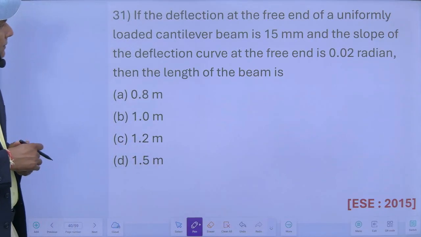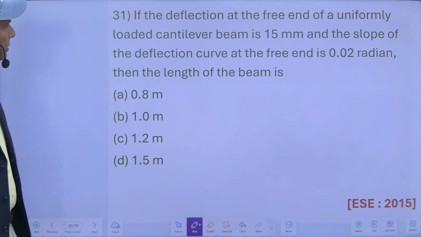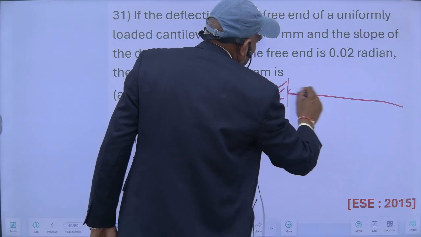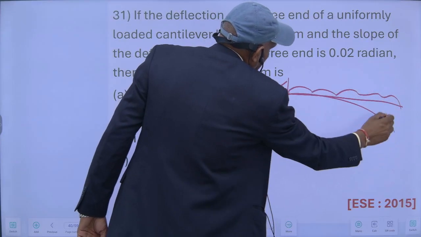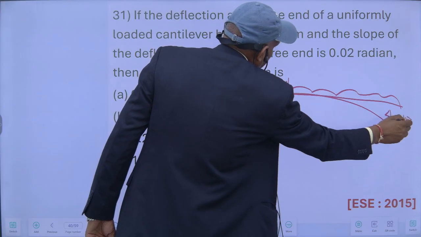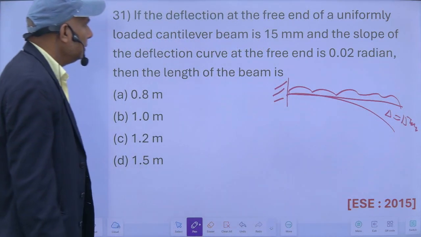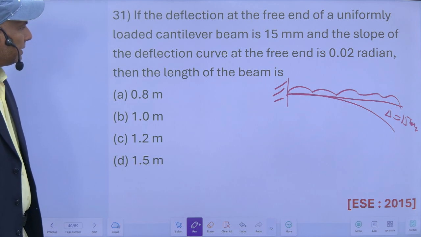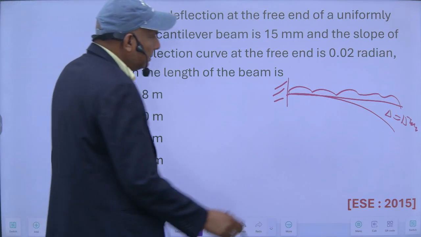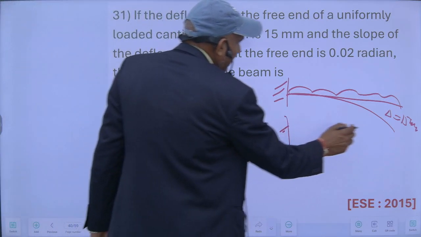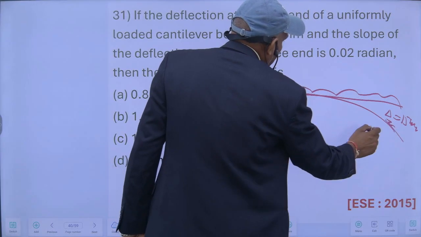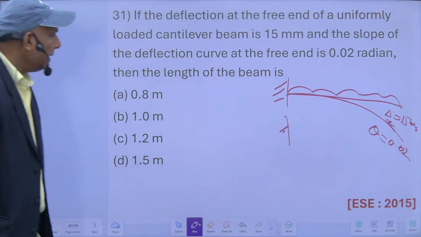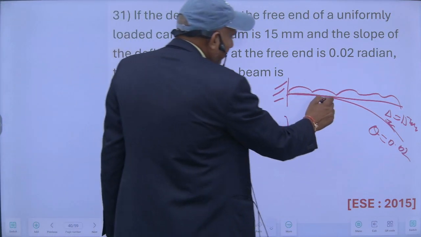If the deflection at the free end of a uniformly loaded cantilever beam is 15 mm, this deflection is 15 mm, and the slope of the deflection curve at the free end is 0.02 radian. My deflection is this and slope is this, theta is 0.02. Then the length of the beam is how much?